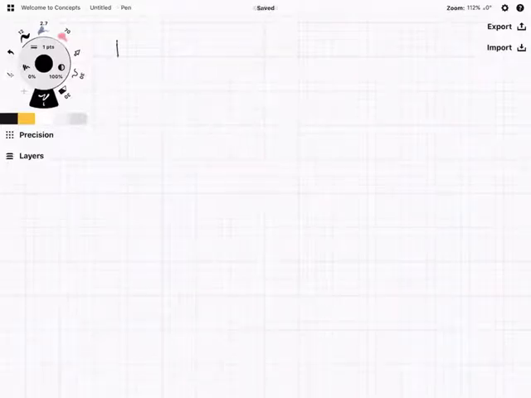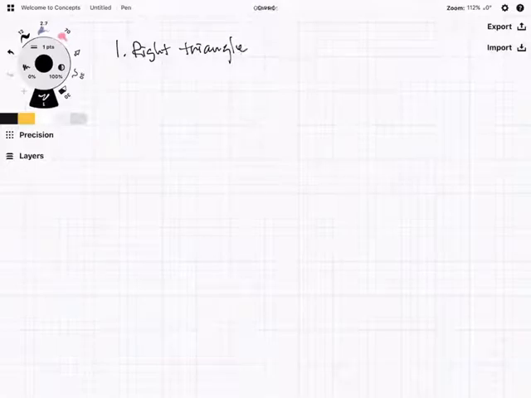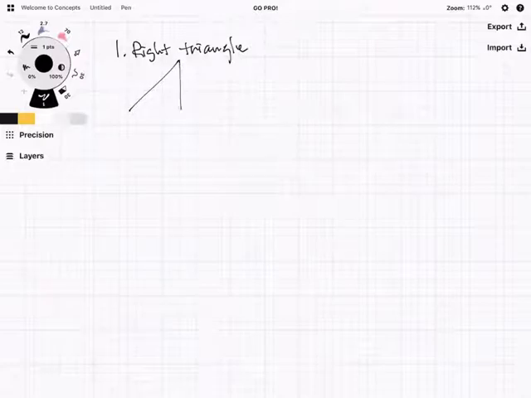So the first type of triangle we're going to talk about is a right triangle. A right triangle is a triangle that always has a right angle. For example, if I have this triangle here, this triangle has a right angle, which means that it is a right triangle.